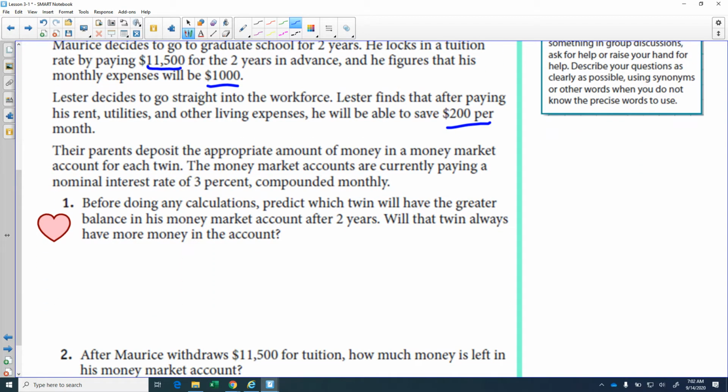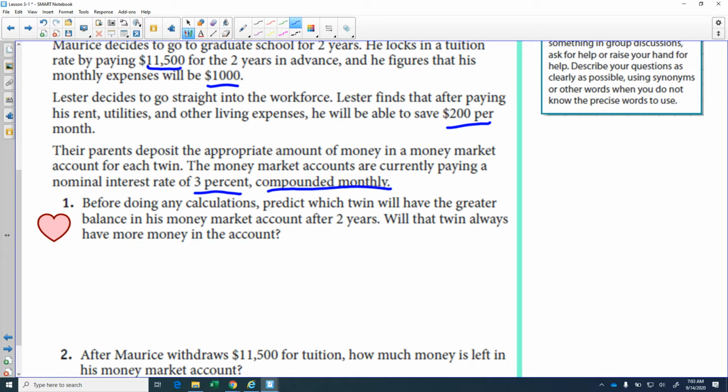Okay, the parents deposit the appropriate amount of money in a money market account for each of the twins. The money market accounts are currently paying a nominal interest rate of 3%, compounded monthly. Before doing any calculations, predict which twin will have the greater balance in the money market account after 2 years. Will that twin always have more money in the account?